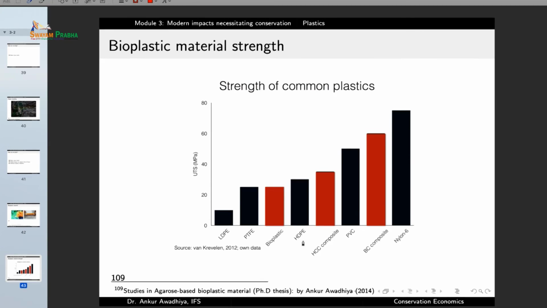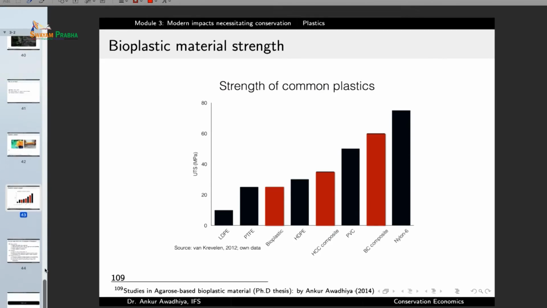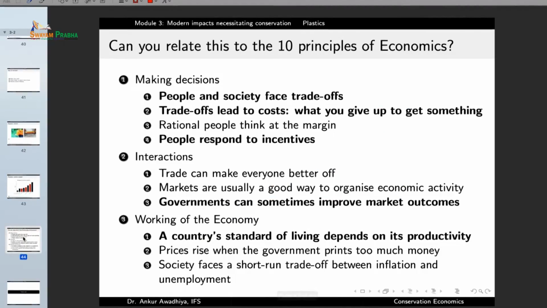But then how do you induce people to shift to these bioplastics? Again, we have to make use of incentives. So at all points of conservation, we need to correlate the 10 principles of economics. Now here the principles that are the most important are people and society face trade-offs. Now here the trade-off is, earlier we shifted to plastics because during World War II we did not have access to metal, and so we shifted to plastics as a trade-off.